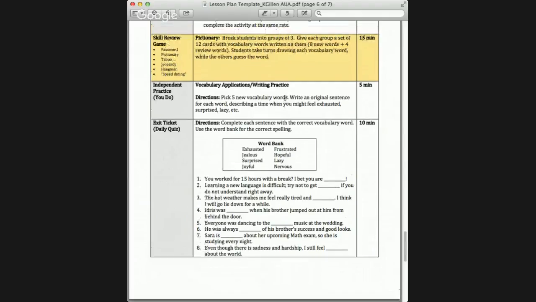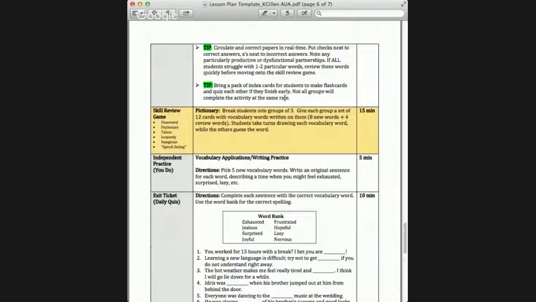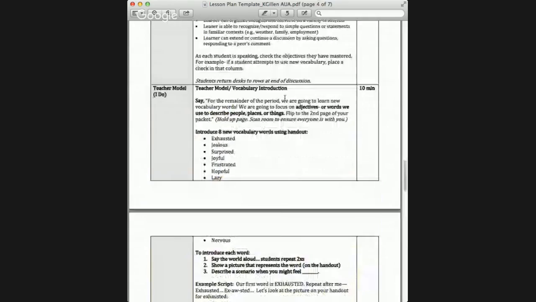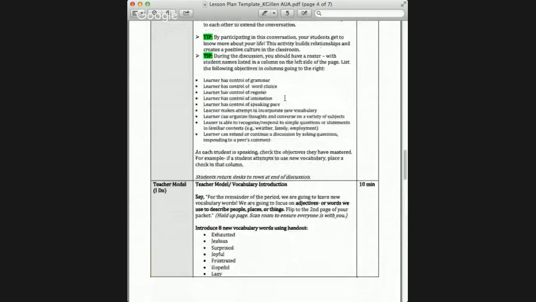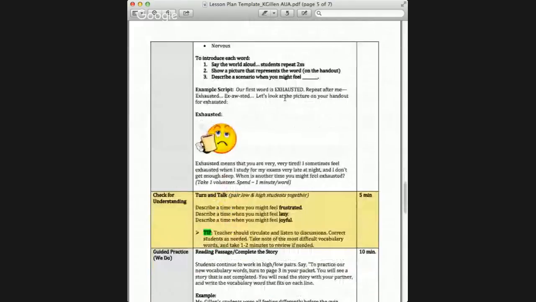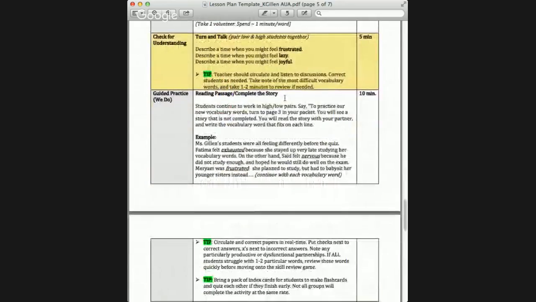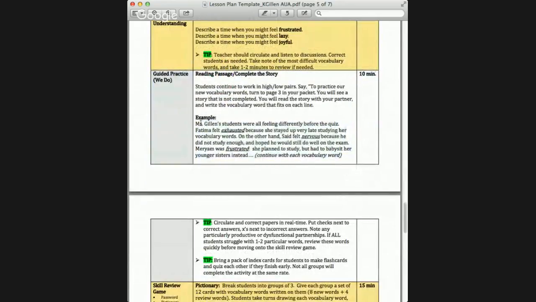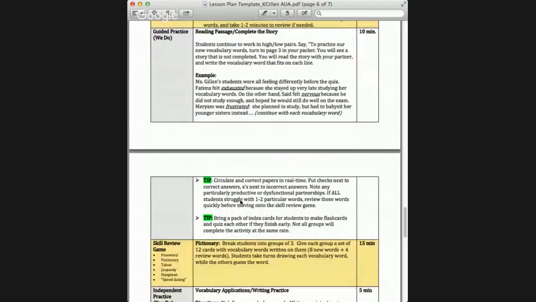So already, speaking, listening, students have been reading. This complete reading passage and complete the story is helping them with their reading practice. And the warm-up involved writing. So we're really using all of the important ESL levers in this lesson.